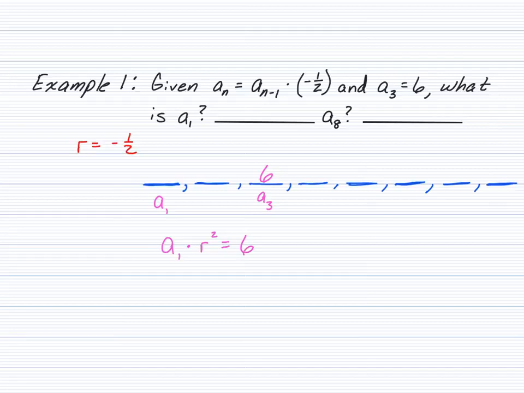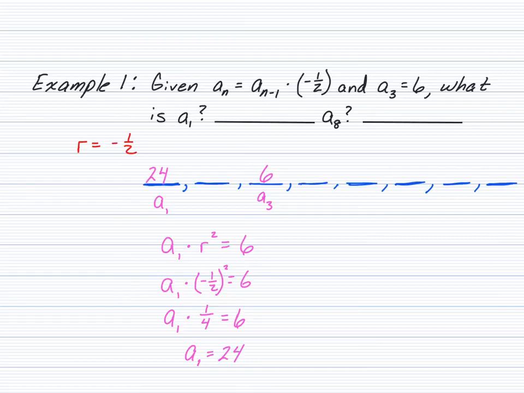All right, well, we know that r in this problem is negative 1/2. So let's fill that in. Well, negative 1/2 squared is 1/4, and it's positive. And that means if you multiply by 4, a sub 1 is going to equal 24. All right, so that is the value of our first term.